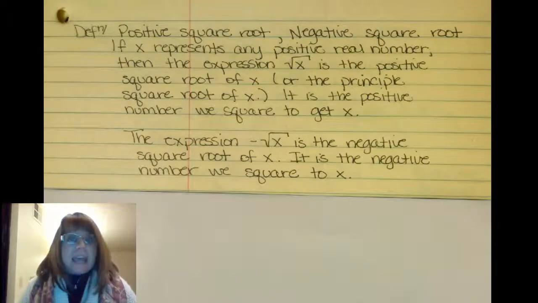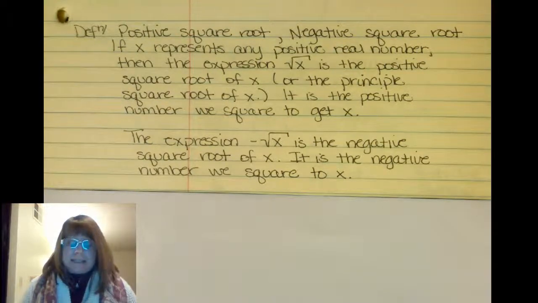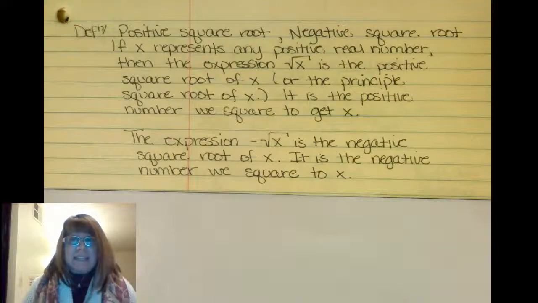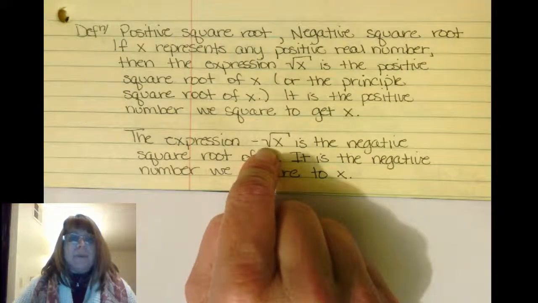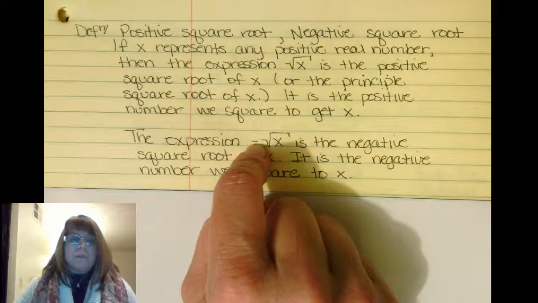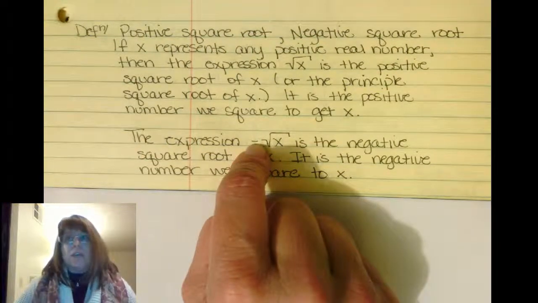The expression negative square root x is the negative square root of x. It's the negative number we square to get to x. Now here's why I disagree with this. 3 times 3 is 9. The square root of 9 is 3. Negative 3 times negative 3 is 9. Therefore, the square root of 9 can also be negative 3. And in higher levels of math, we will recognize both the positive and negative square roots just using the one symbol. For the book, if we want the negative number of the square root, we'll put this negative out front. But just recognize that negative 3 times negative 3 is 9, as well as 3 times 3 is 9.